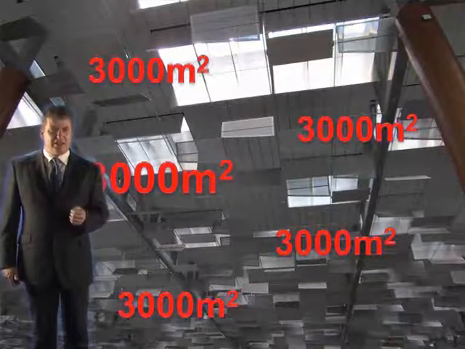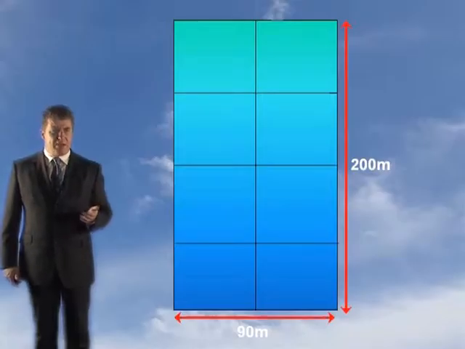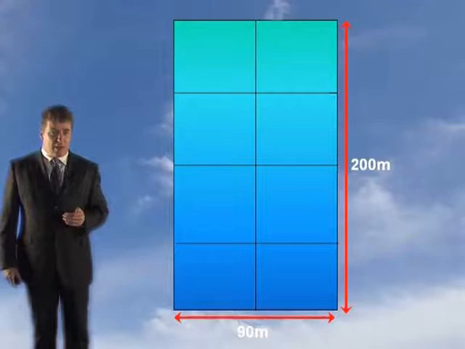This is to do with your travel distances. Now the size of the building is 200 times 90, which is 18,000 square metres. Now if you divide this by the maximum size here, which is 3,000, 18,000 divided by 3,000 gives us 6 reservoirs. So you need a minimum of 6 reservoirs.